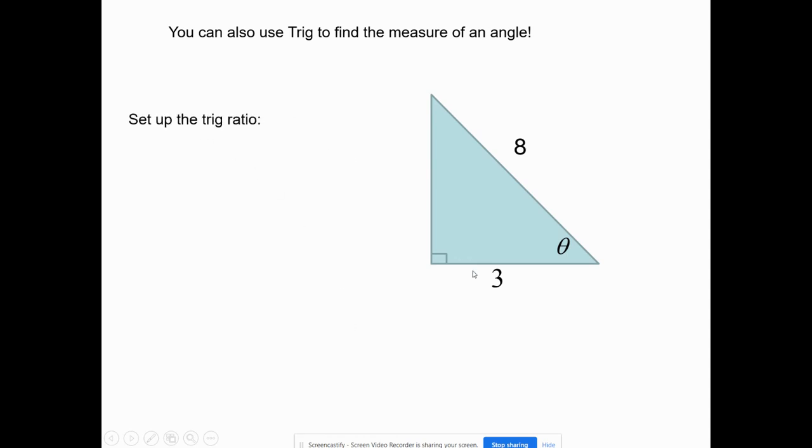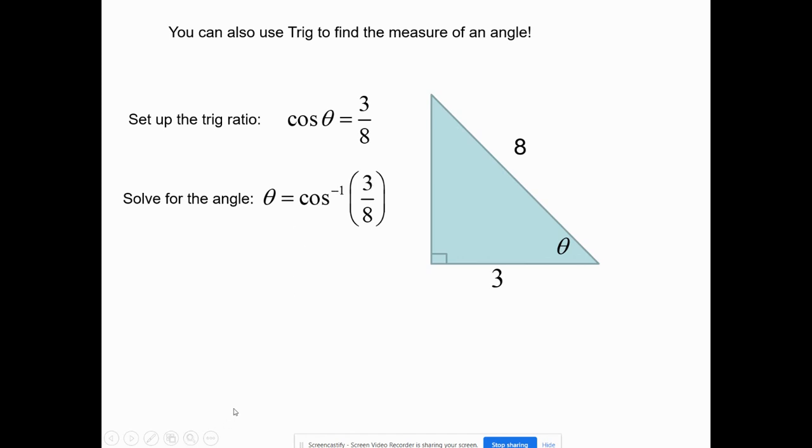You can also use trig to find the measure of an angle. So this is where trig is very important because you can't use the Pythagorean theorem to ever find an angle measure, but you can use trig. So if you have some angle and some triangle where you're given that the adjacent is 3 and the hypotenuse is 8, you can set up a trig ratio. So in this case, since you're given the adjacent and the hypotenuse, you would use the cosine. So you know the cosine of some angle is 3 over 8, but if you want to find the angle measure, you're actually going to solve for the angle, and you're going to have this thing called the arc cosine. So the arc cosine of 3/8 will give you the angle measure.